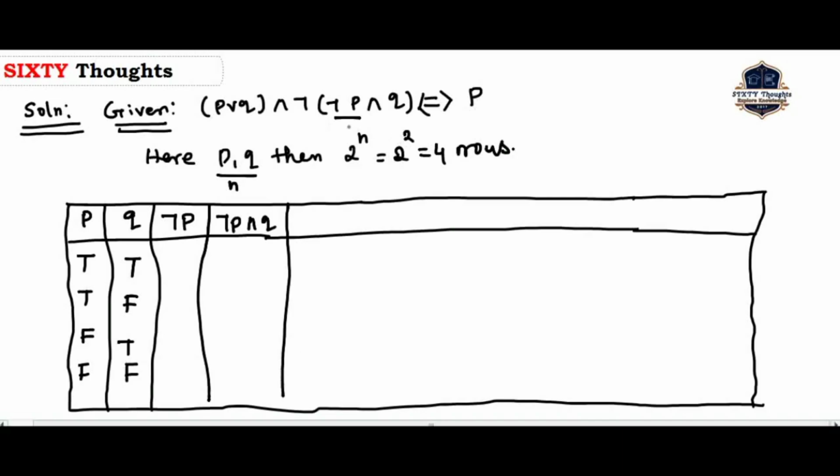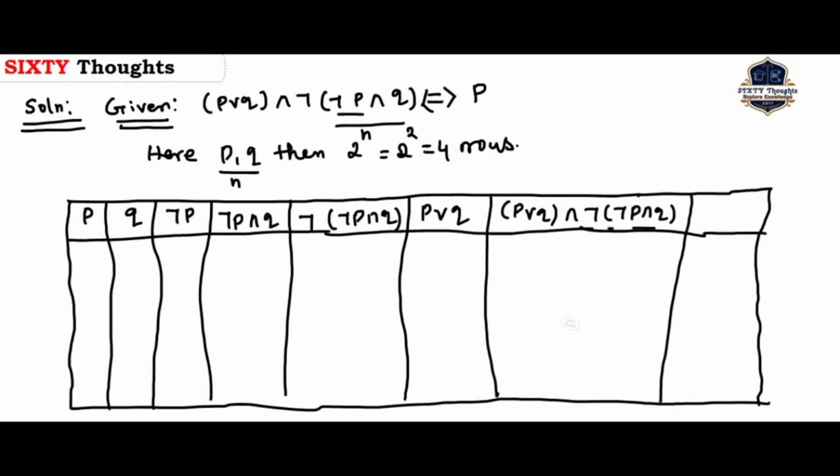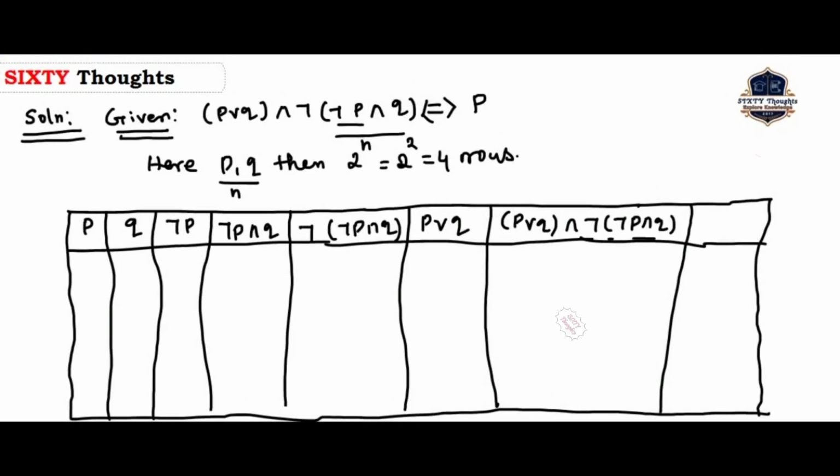After that I am going to find the negation of negation P and Q separately. Coming here, P or Q is one term. I am going to find the P or Q value separately. We find the left hand side term. What is the left hand side term? P or Q and the negation of negation P and Q. So here the given statements are only two. One is P, another one is Q.